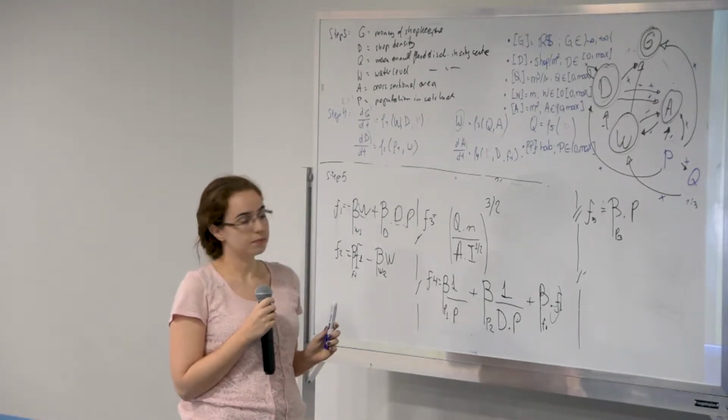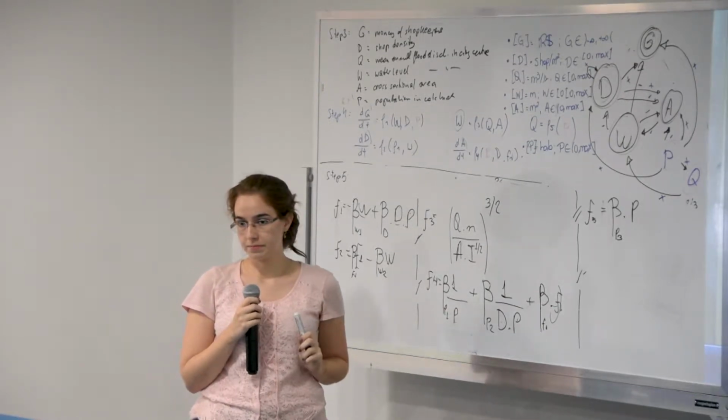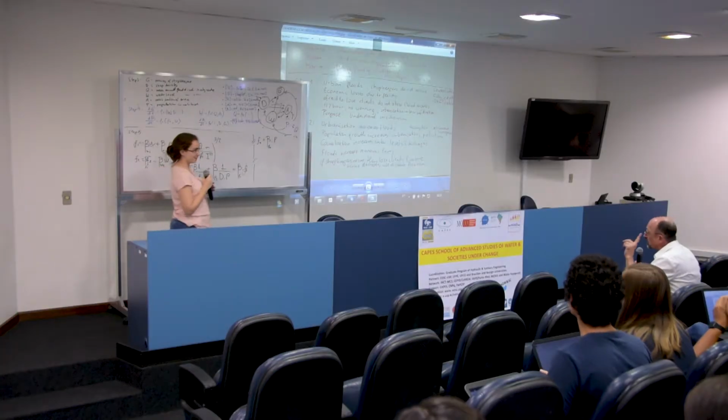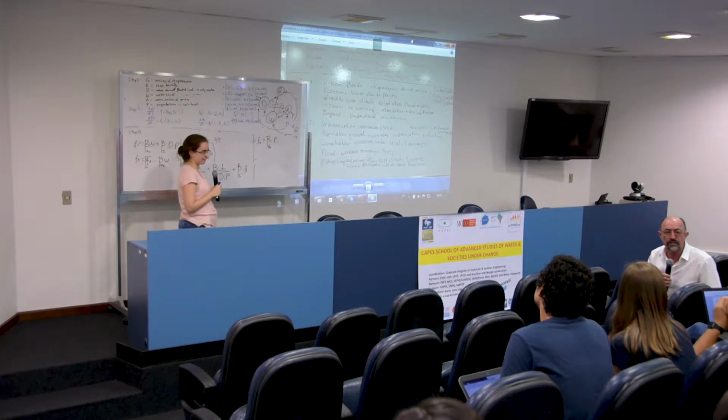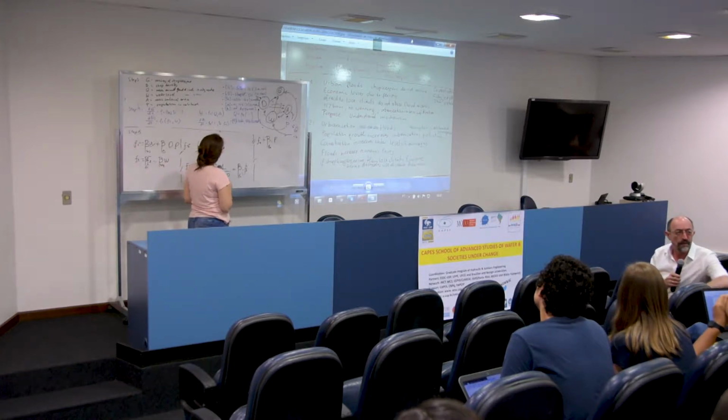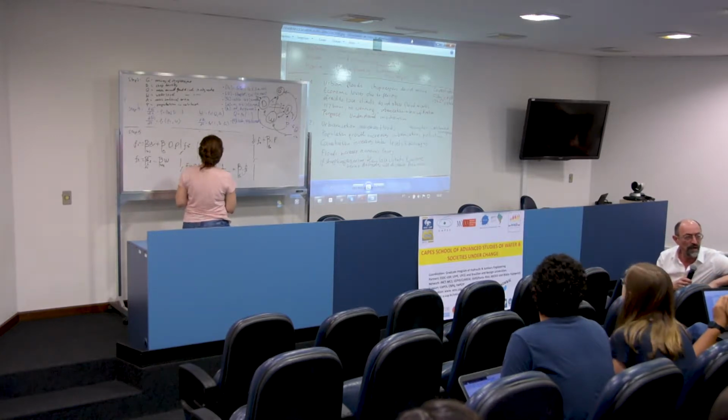Thank you. Okay. It's okay? Very good. There's one more ambiguity about the A, the cross-sectional area. What is A? Can somebody help me with what A is?